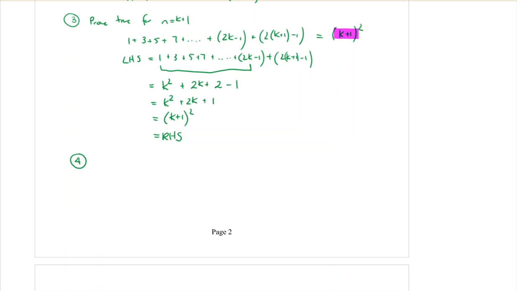So all you have to do for any conclusion is just say, thus it is true by the process of mathematical induction. Okay, and that's it. That's an acceptable little conclusion. So you'll just be writing that little thing over and over again for step 4.